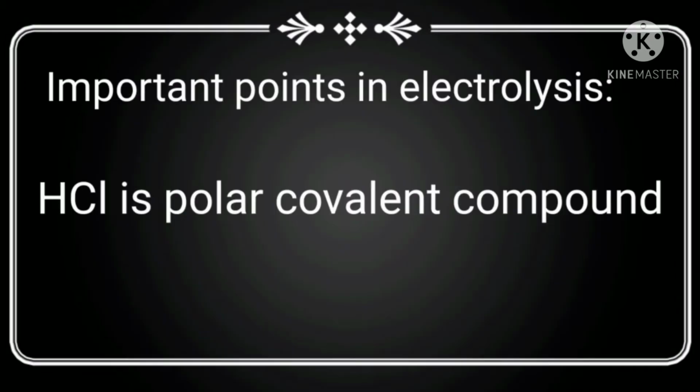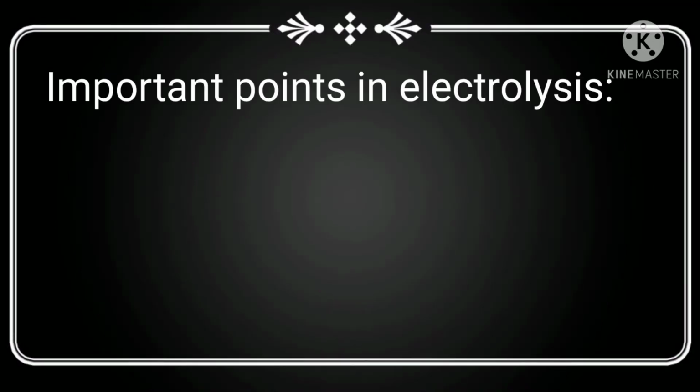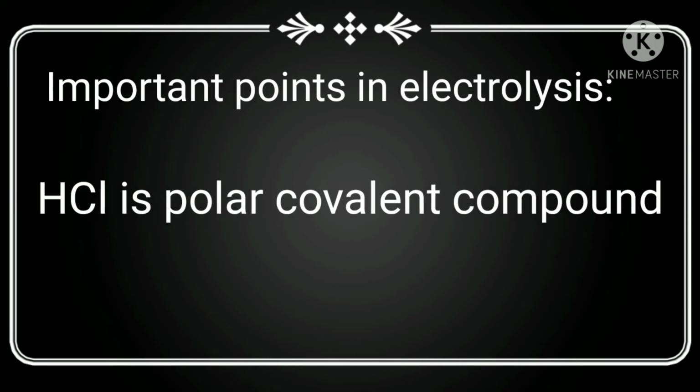Next point is HCl, hydrochloric acid, is a polar covalent compound. Why? Because it forms ions. When hydrochloric acid is dissolved in water, it produces ions. So H forms a positive charge and the chlorine forms a negative charge. So there is a charge difference between hydrogen and chlorine. So it is considered as a polar covalent compound.